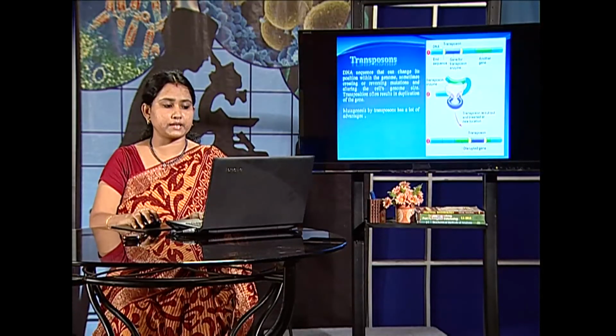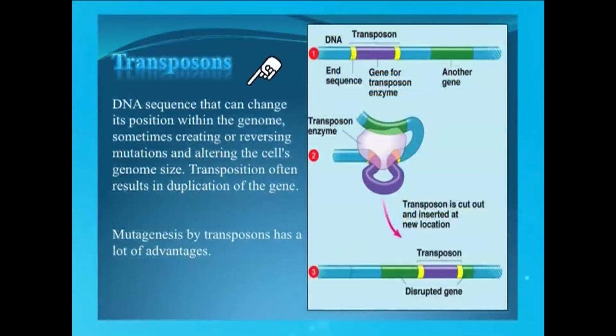Next we move on to transposons. Transposons are DNA sequences that can change their position within the genome and sometimes result in duplication. Mutagenesis by transposons has a lot of advantages. In this picture, the transposon is getting cut out and then inserted into a new location inside another gene, which results in the disruption of the gene.